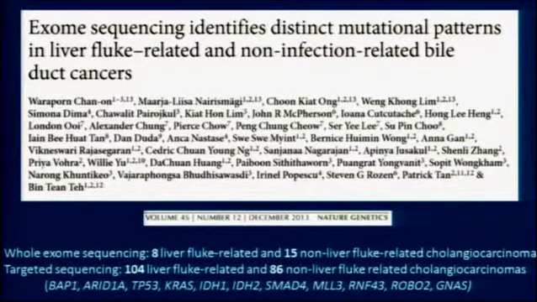So in the same issue of Nature Genetics as our study was this second exome sequencing study from a group in Singapore. And they did whole exome sequencing, but they compared liver fluke-related and non-infection-related bile duct cancers. So they did 8 liver fluke-related, 15 non-liver fluke-related cancers for whole exome, and then did targeted sequencing in a huge number of tumors, almost 200. So it was a huge effort.